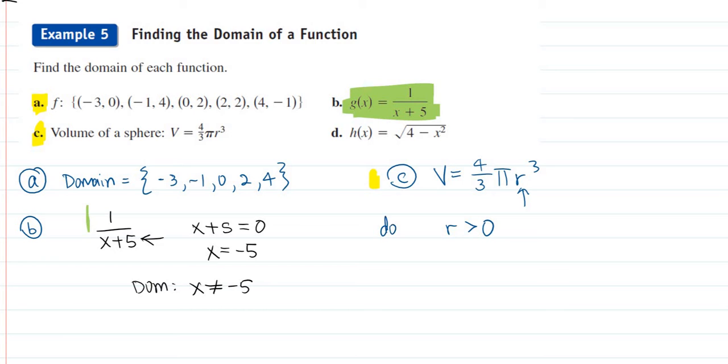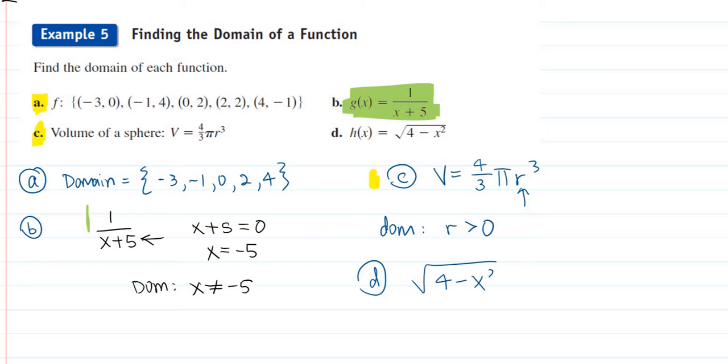So our domain is going to consist of all of the r values that are greater than 0. Even though we would get values out if we used inputs that were less than 0, they wouldn't make sense in the context of this example. So we exclude them from the domain. And finally, let's look at D. D says that we have this function, the square root of 4 minus x squared.